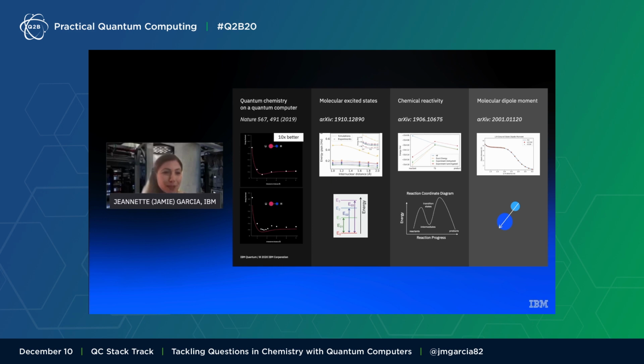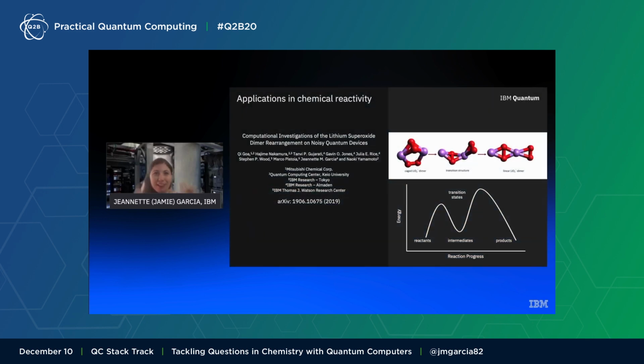We'll talk a bit more. I'm going to go in depth a little bit on some of the reaction coordinate work that we did with Mitsubishi Chemical, as well as researchers in Tokyo, our IBM site in Tokyo, and also Keio University. What we chose to look at in this particular instance was part of how a lithium metal reacts with oxygen gas to create a battery and an energy storage device.